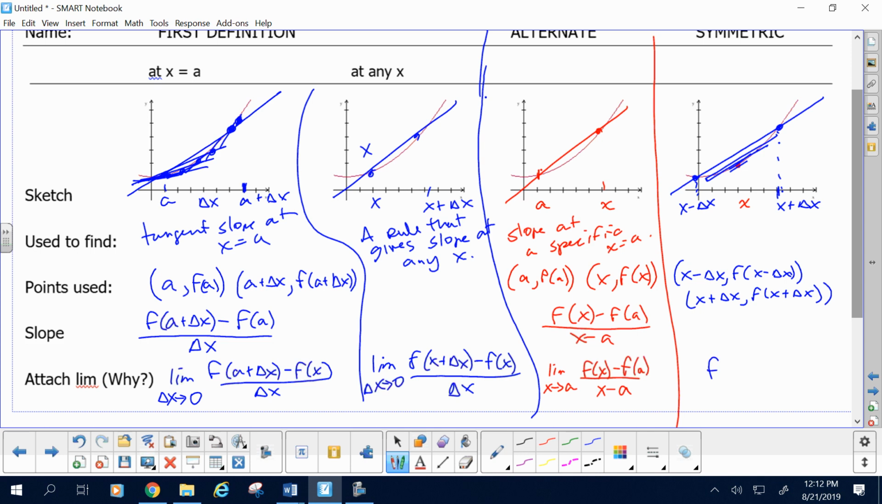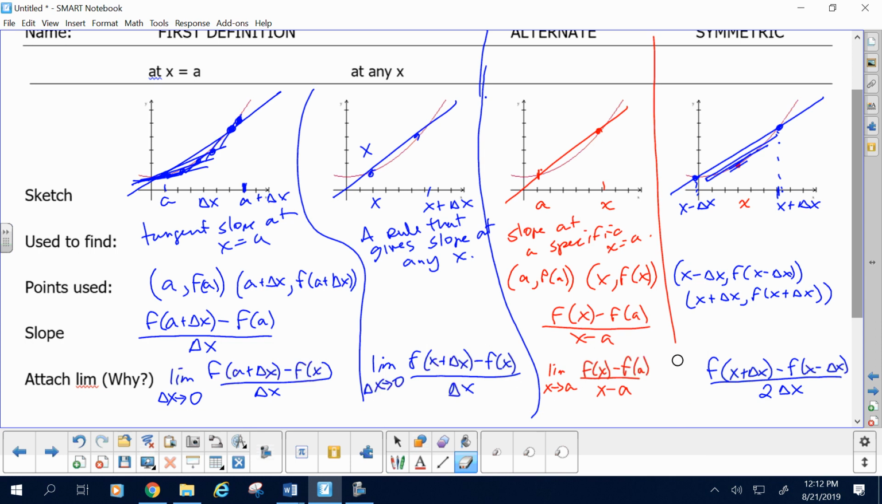F at x plus delta x minus f of x minus delta x over, what's the change in x between those two? 2x or 2 delta x? 2 delta x, yeah? Because it's delta x on either side of the middle. And how do I get the points close together? That's the secant slope. Now make it the tangent slope. The limit as delta x goes to 0.